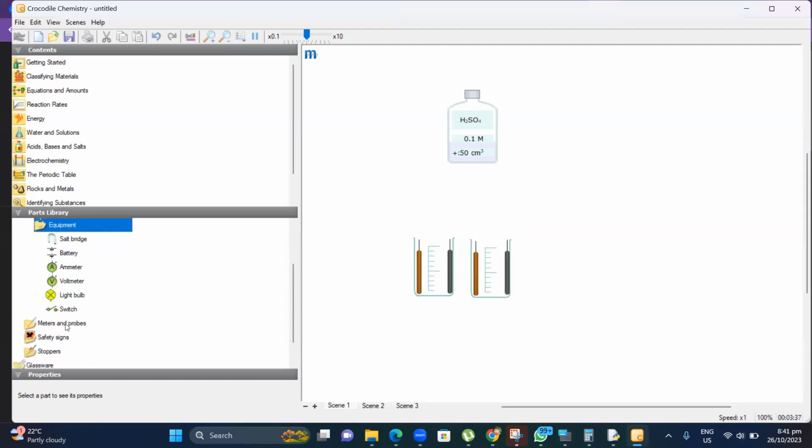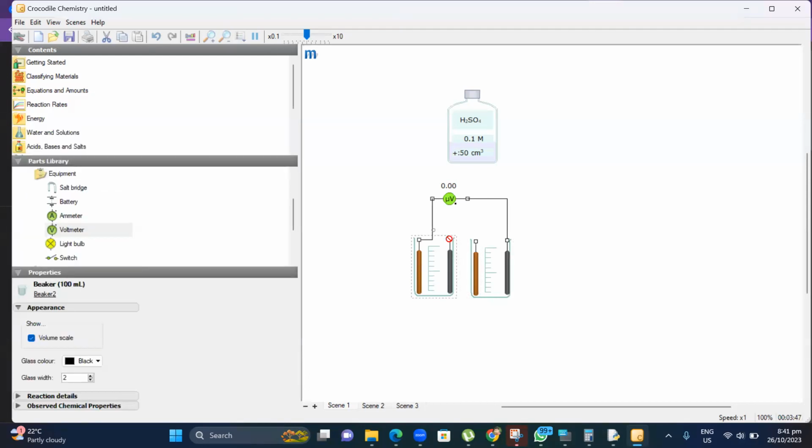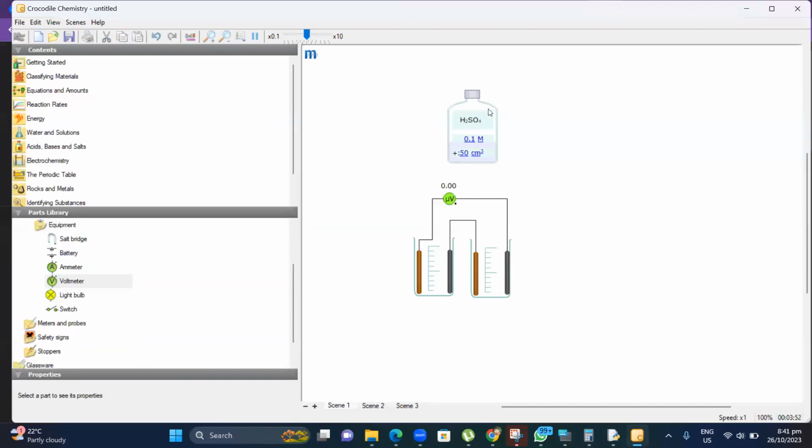Now the voltmeter. Just connecting like this. We need to connect these two also. Okay. Now let's put sulfuric and see the voltage. Sulfuric to this and sulfuric to this. You can see it generate closer to 2 volt, right?